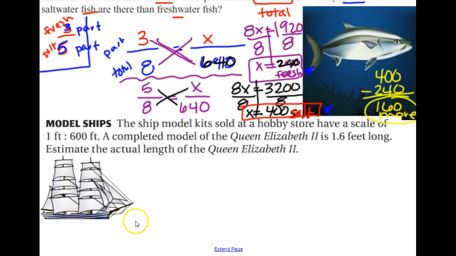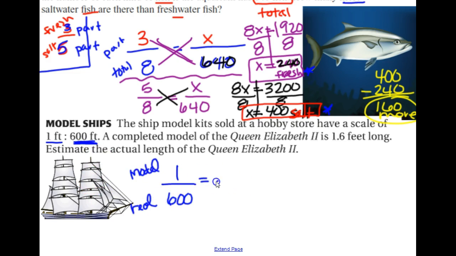Down here it says model ships. The ship model kits sold at a hobby store have a scale of 1 foot to 600 feet. So our model of the Queen Elizabeth II is 1.6 feet long. Estimate the actual length of the Queen Elizabeth II. They told us our model was 1 foot, and in real life the total would be 600. So even though it doesn't say total, you know that this is the big, huge ship, okay?